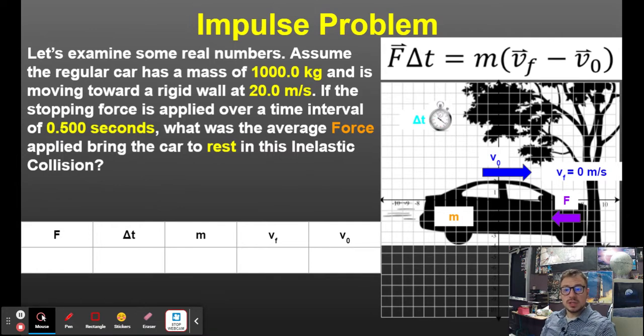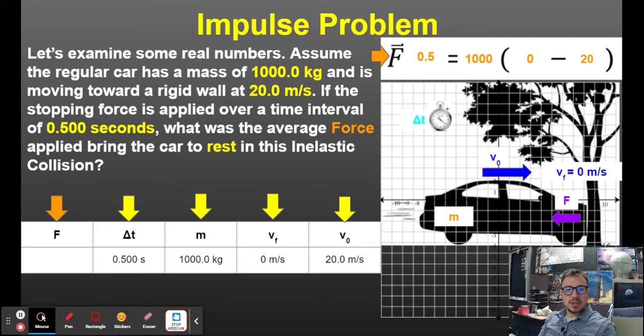Let's find out what the force is if that car just comes to rest. So that car crumples and it comes to rest. We're looking for that force and we can plug in all the variables that we know. Now the biggest mistake that I see people make is they take 20 minus 0, but the final velocity is at rest. That car slams into the tree, it's at rest. The initial velocity is 20 meters per second because it's moving in the positive direction. So I plug every value in and I get negative 40,000 newtons.